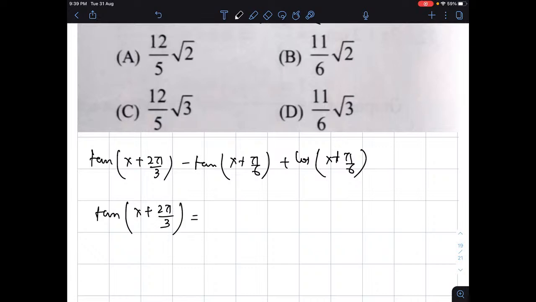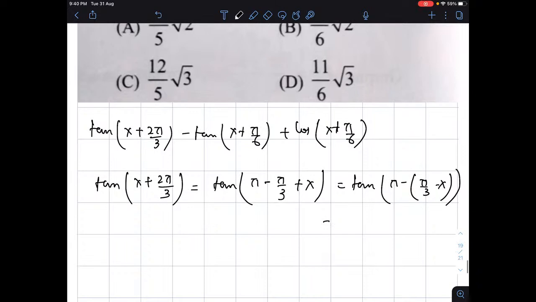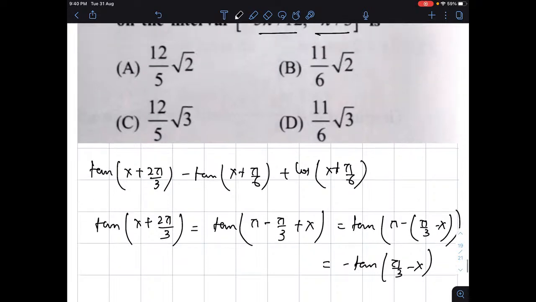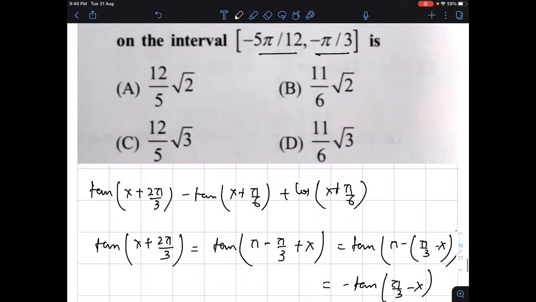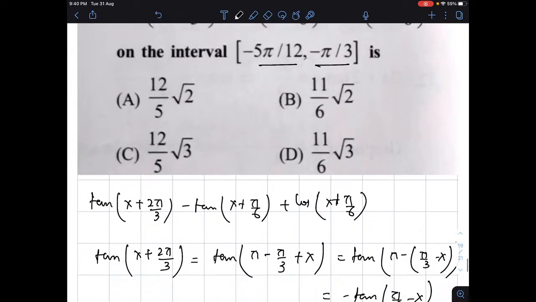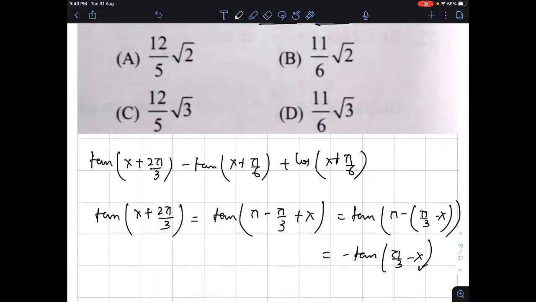Transforming it, we'll write tan of pi minus pi by 3 as tan of 2 pi by 3 plus x written over here. Then tan of pi minus pi by 3 minus x becomes, and tan pi minus theta is minus tan theta we know, so minus tan of pi by 3 minus x it will be becoming. So guys, why am I bringing it in this format, you might be wondering. I just wanted to make the x thing over here in that interval.